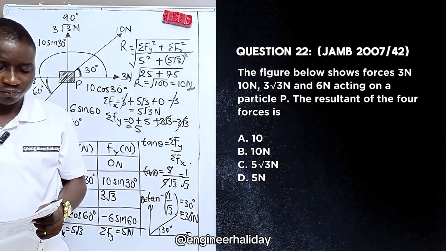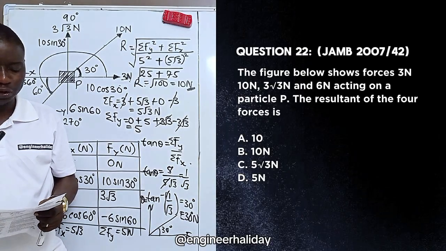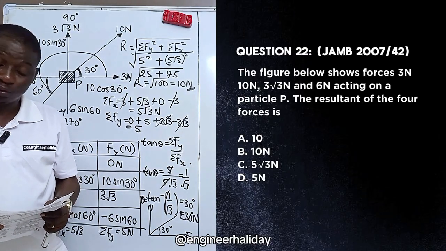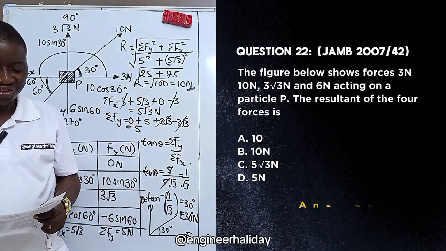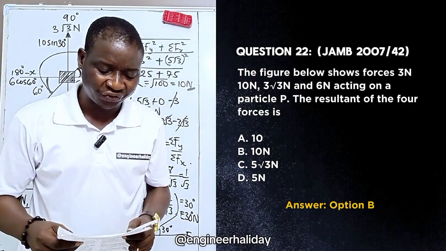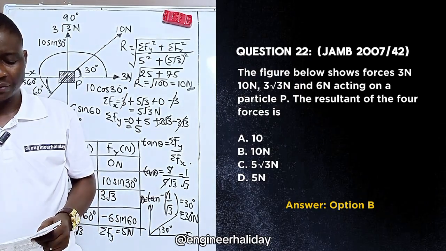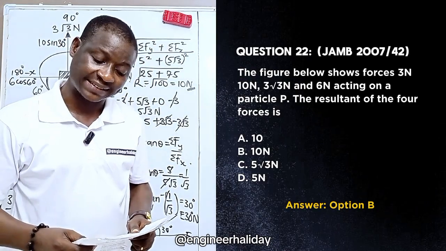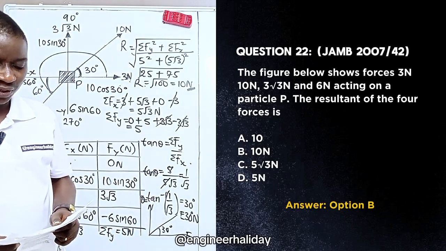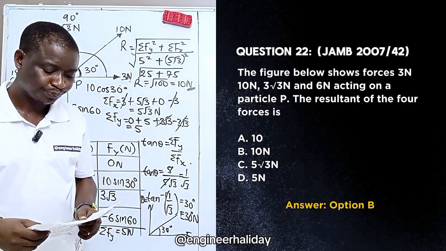But option A says 10 root 3 Newton. B says 10 Newton. C is 5 root 3 Newton. D is 5 Newton. That is the 2007 question 42 JAMB question. So the answer is B.